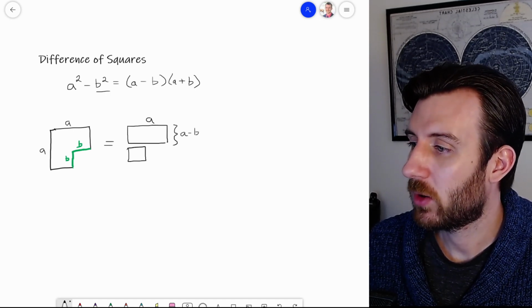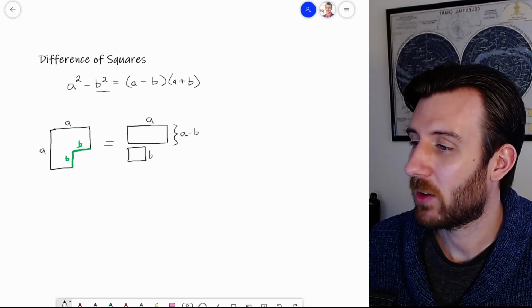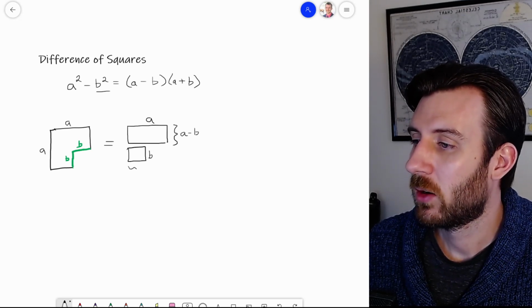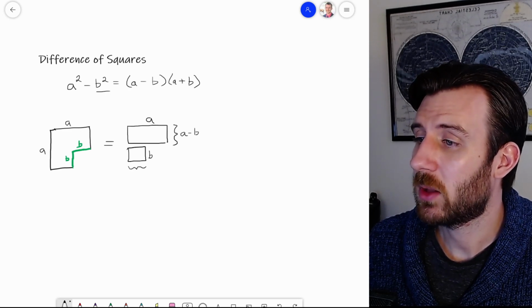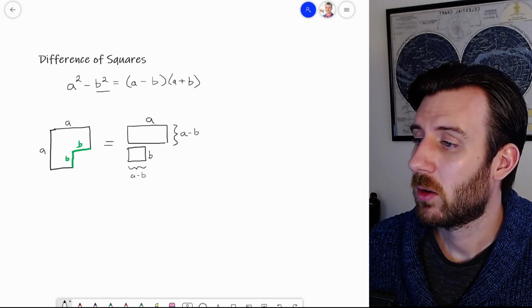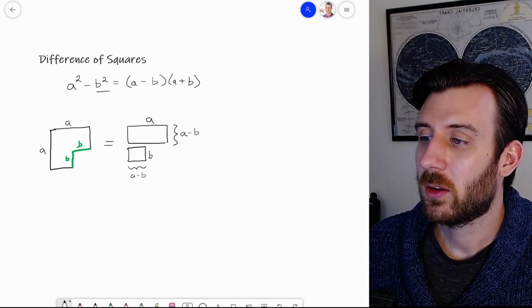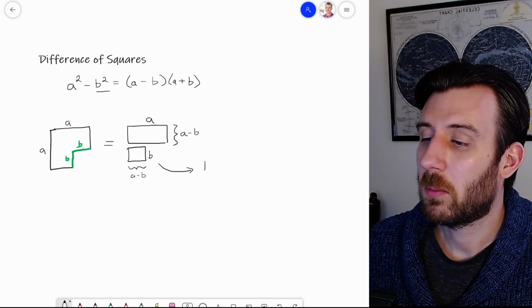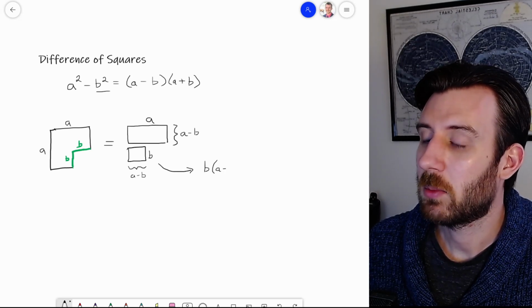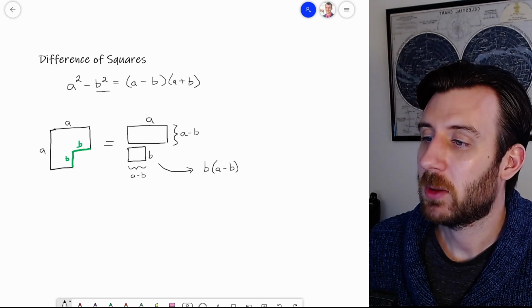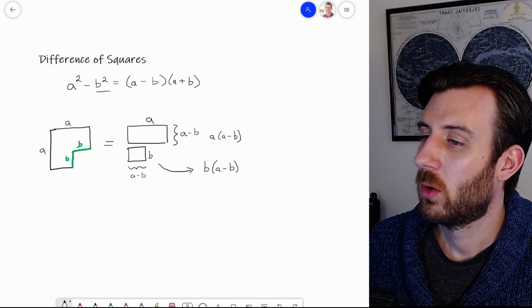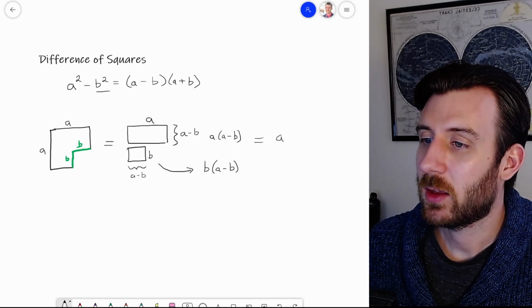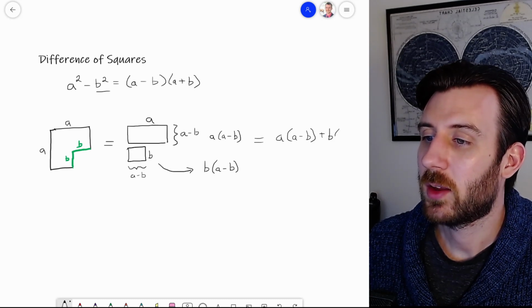Okay, interesting. What about this one down here? This has to be B high because that carries down from the first picture. And how big is this side? Well, it also used to be A and now it's B less. So I guess that's A minus B. So that means this entire piece is B times A minus B, and this piece up here is A times A minus B. Well, then how big is all of this? It's A times A minus B, and it's B times A minus B.